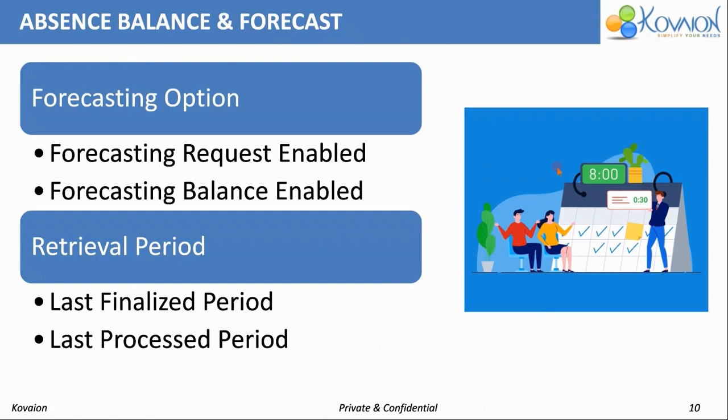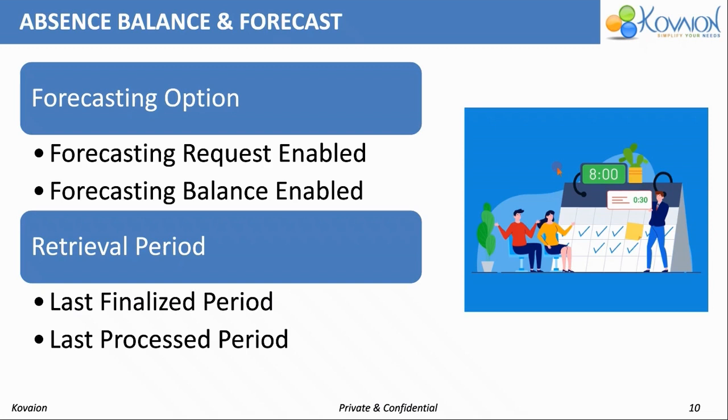Absence balance and forecast. Oracle has delivered the absence balance and forecast enhancement in the PeopleSoft HCM Image 43 update. The enhancement has improved the self-service and provides real-time results for all the absence balance elements. Users can view the absence balance as of today based on the forecasting elements.